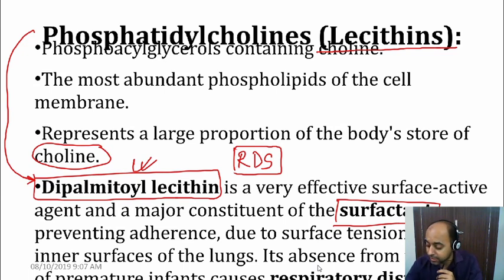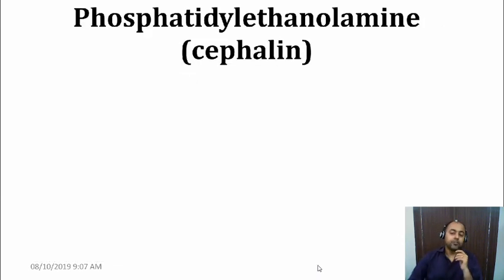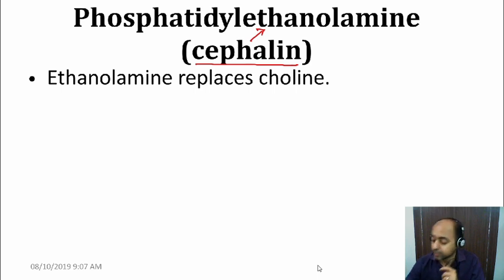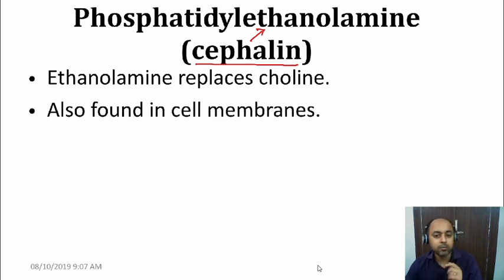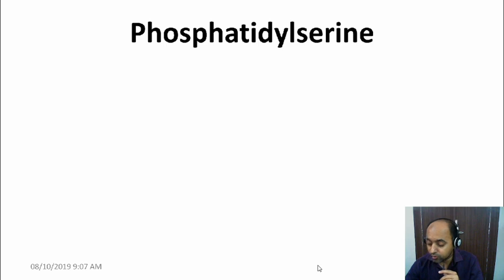If we replace the choline by ethanolamine, then we get what is known as cephalin. The only important point to note here is, if I say cephalin, you should remember that cephalin will have the ethanolamine. Okay, this is also present in the cell membrane. Nothing special about the cephalin. Only thing, remember, cephalin means we have the ethanolamine there in place of choline.